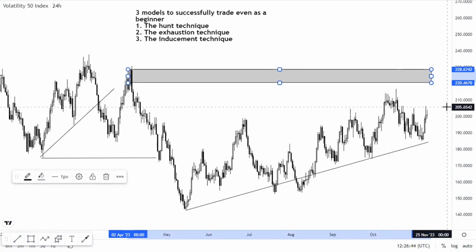We have the ant technique, we have the exhaustion technique, we have the inducement technique. Once you see this model on your chart, look for a minor break of structure and then make a continuation in the direction you want to go. And that is going to be all. It is as simple as that. Just study the model, guys, and then you are good to go.